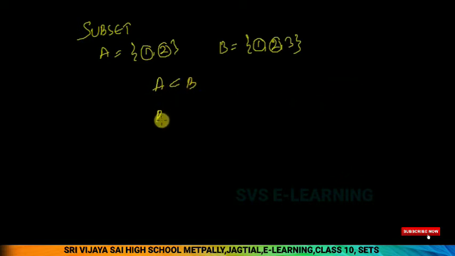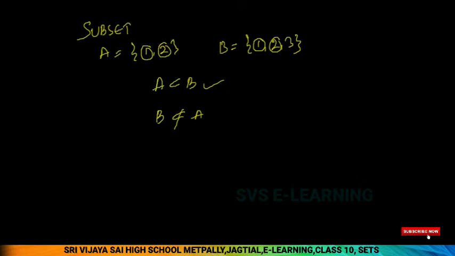Can I say that B is a subset of A? No, because there is an element 3 in B which does not belong to A. Right? So B cannot be a subset of A. A can be a subset of B because every element in set A is also an element of set B. That's the reason I can say that A is a subset of B. But I cannot say that B is a subset of A because there is an element 3 in set B which is not an element of A.